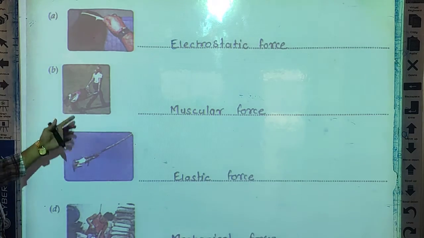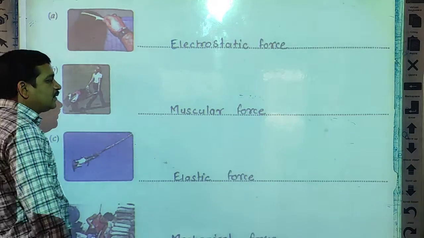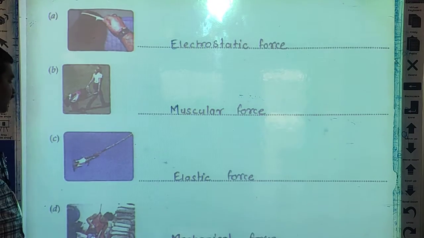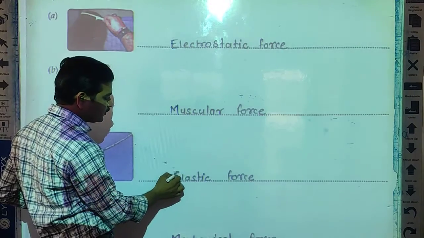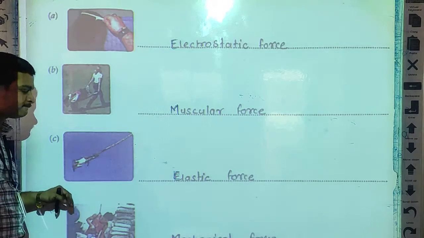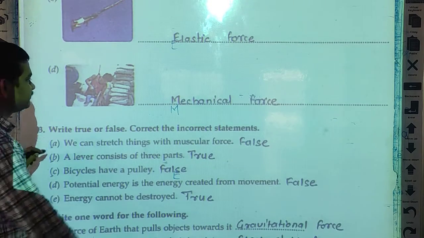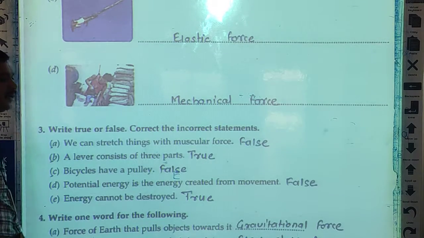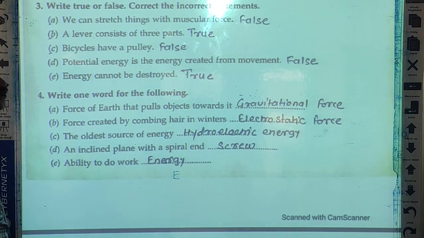Electrostatic force. Here one woman is carrying luggage. Which kind of force is used here? Yes, very good. Muscular force. Here which kind of force is used? Yes, elastic force. You know this rope is elastic. And the last one, this person is packing something. Here, which kind of force is used? Yes, mechanical force. Okay.